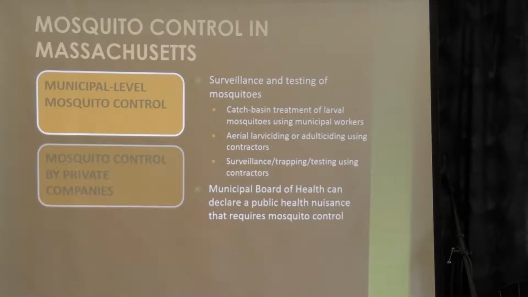Also, a Board of Health in any town or city can declare a public health emergency and get support from the state if they think that they're having a mosquito problem.